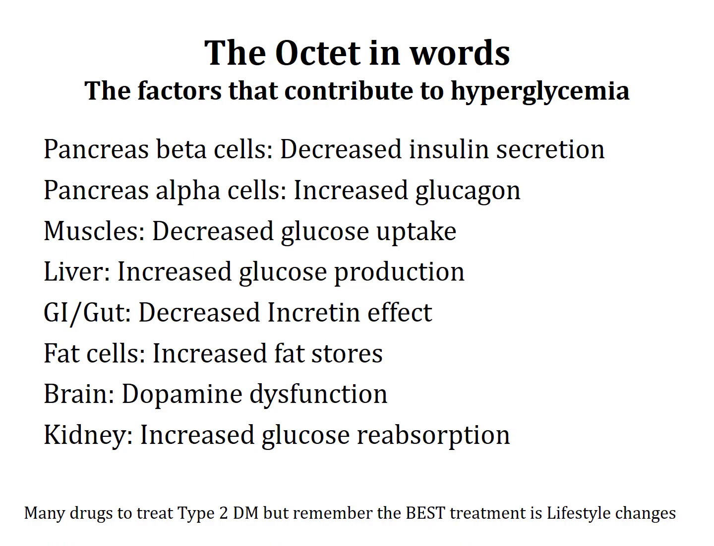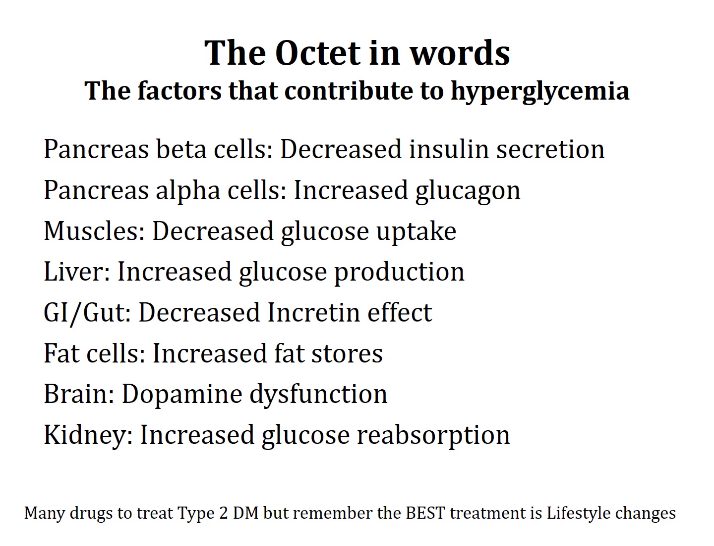So here's the octet in words. Pancreatic beta cells are making less insulin. Pancreatic alpha cells are making too much glucagon. Their muscles aren't taking glucose up. Their liver is making more glucose than is needed. The effect of incretin on the GI tract is diminished. Fat cells are increasing. Dopamine is not working within the brain. And the kidneys are reabsorbing more glucose than they should. All right? This is the ominous octet.